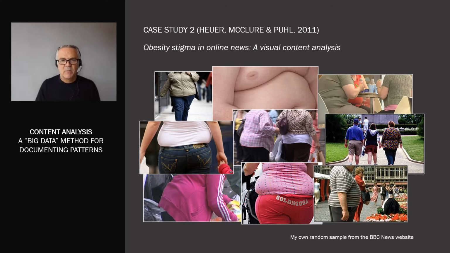Partly, I admit, I went looking for precisely the kinds of images that seemed to typify the ones that Hoyer and her colleagues found. But just take a look for a moment and see what kinds of features or aspects of these images you might consider looking at and perhaps counting to see if you can enumerate a pattern.